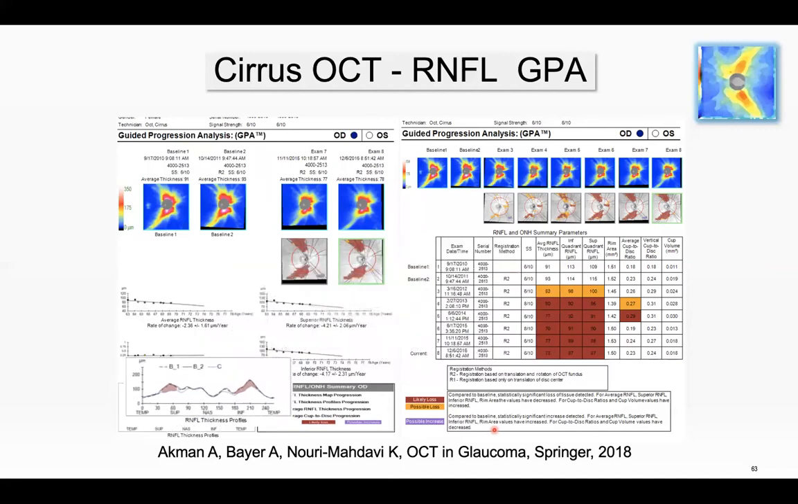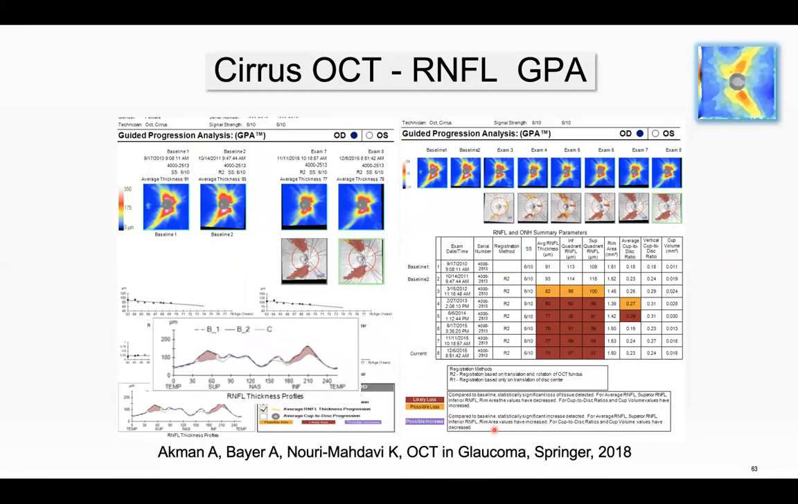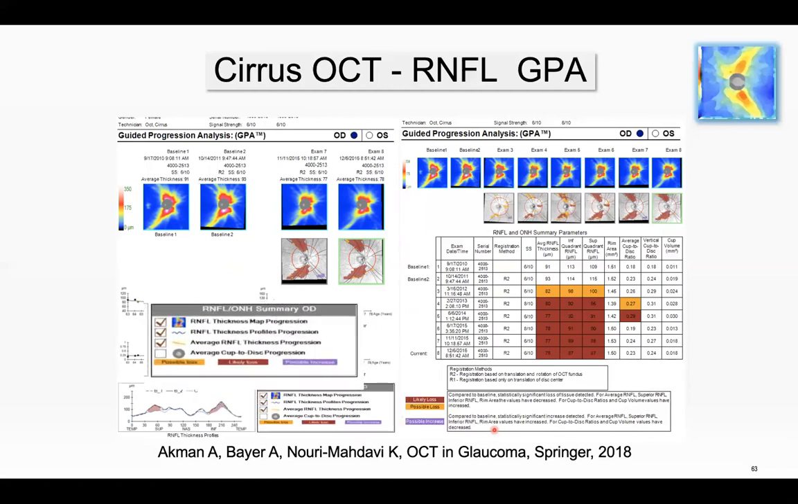The third one is the RNFL thickness profile change map, which is again an event analysis. Three profiles for the examined eye are plotted and compared in an overlapping style. B1 and B2 are the 2 baseline scans, and C is the current scan. I like and use it a lot. I show the patients this all the time. And we have the RNFL optic nerve head progression summary.